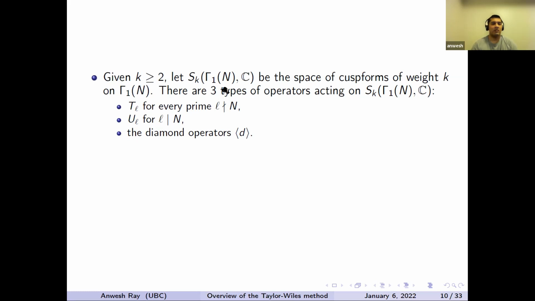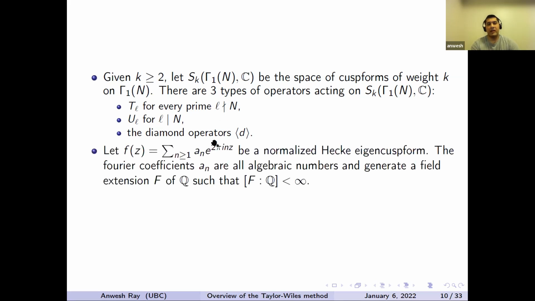I'm not going to specify exactly what the definitions of these operators are. They can be defined in terms of the Fourier expansions. But the point is that these operators generate the Hecke algebra, and they tell us a lot about what the Galois representation does. I hope that in later lectures, these operators will be explained in a little more detail. But for now, I'm just going to assume that we have some familiarity with these operators.